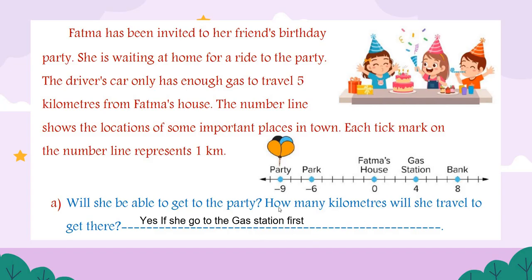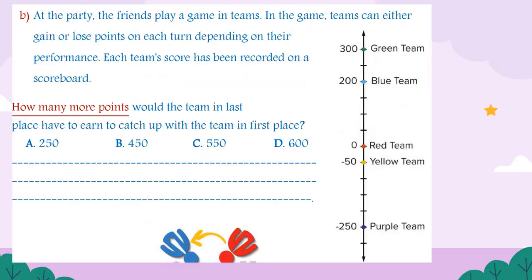Okay, so how much distance or how many kilometers will she travel to get there? Okay, we will add all of them. First of all, she will go from 0 to 4, which is the absolute value of 4. Then from 4 to 0 again, because she will go back. So 4 to 0 and to -9. So from 4 to -9, we have what? 4 plus the absolute value of -9, which is 9. So I will add them together. 4 plus 9 equals 17 kilometers.